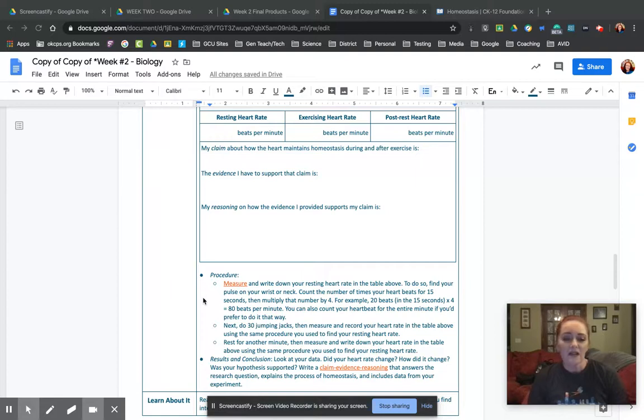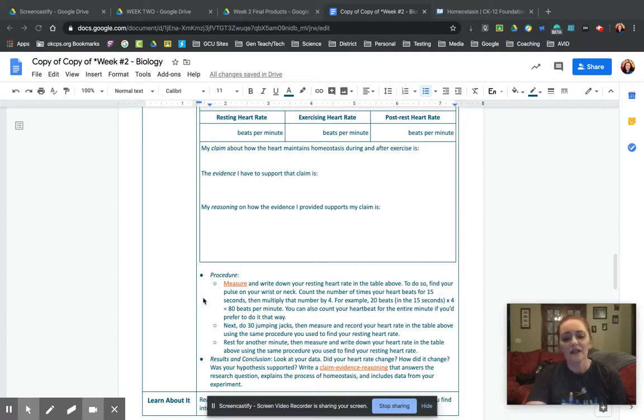To follow this up, I want you to look over the data that you collected, not only about your own resting and exercising heart rates, but hopefully you were able to get a family member involved and have their data as well. And then you're going to draw a conclusion, and you're going to put that conclusion together in a claim evidence reasoning statement. And you can see an outline of it above.